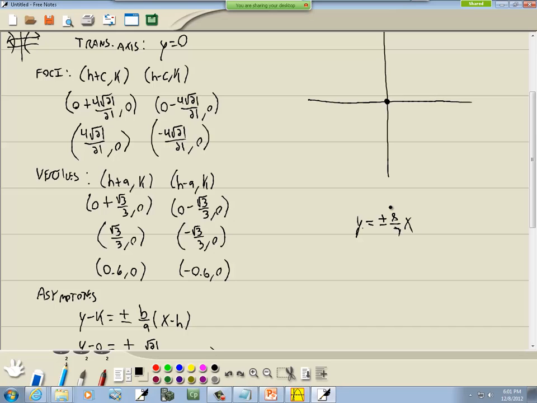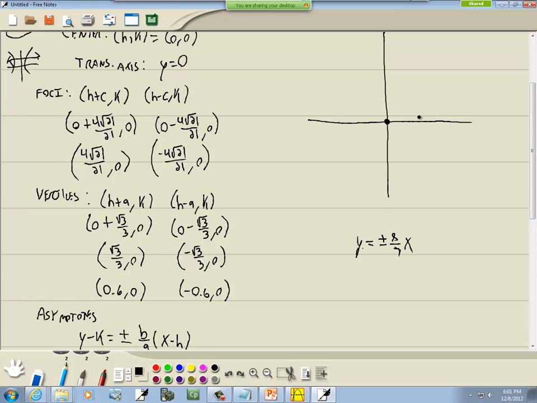That's our asymptote. Now vertices. 0.6. Well, 0.6, that'd be about right here. That's our vertex. And negative 0.6 would be about right here. Now this is almost the same. It's actually going to go up 8 and right 7, so it's not quite at a 45 degree. It's a little bit less. Let me just guesstimate this. A little bit less.